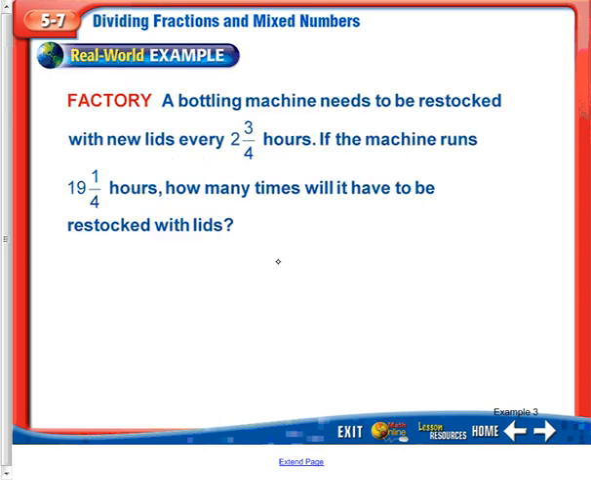And now we have a word problem. A bottling machine needs to be restocked with new lids every 2 3/4 hours. If the machine runs 19 1/4 hours, how many times will it have to be restocked with lids? Well, we want to take that 19 1/4 and divide it into 2 3/4 for our groups. So let's multiply the denominator, 19 times 4. If you want, you can pull out a calculator for that.